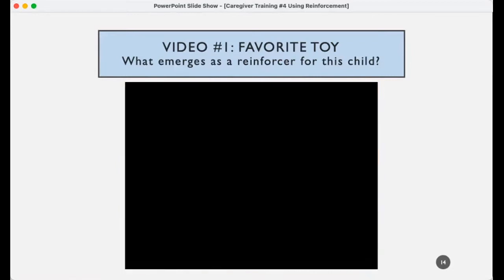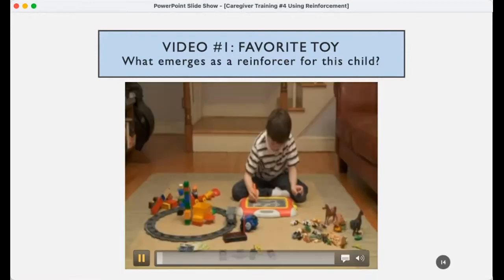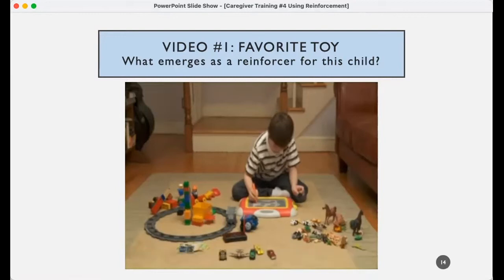In that video, we see that the child has access to a variety of toy items. I see animals, I see Legos and trains, I see transportation. However, the child does not look at or touch the other items. He remains engaged with the magnadoodle. I can likely say that the magnadoodle can be used as a reinforcer.